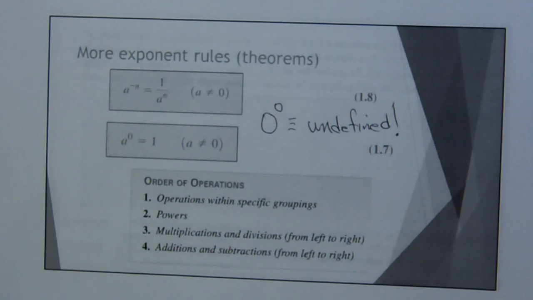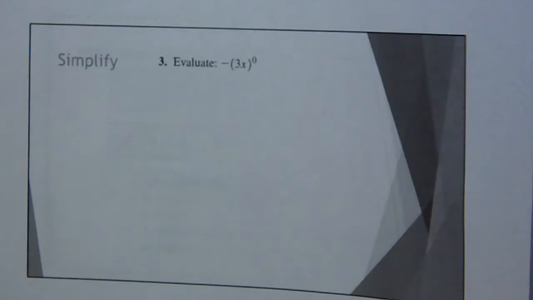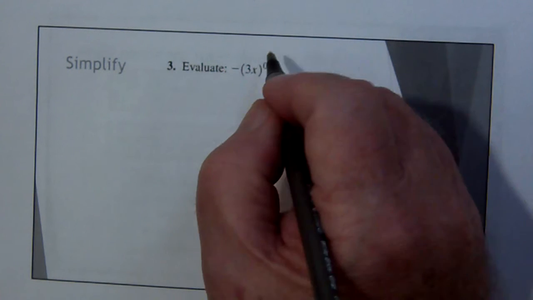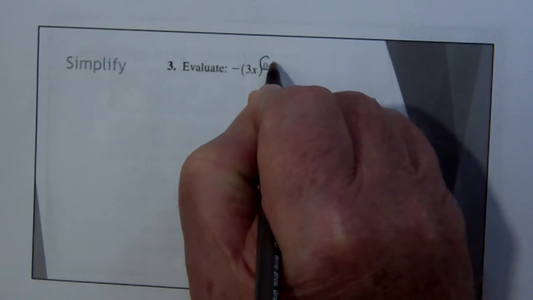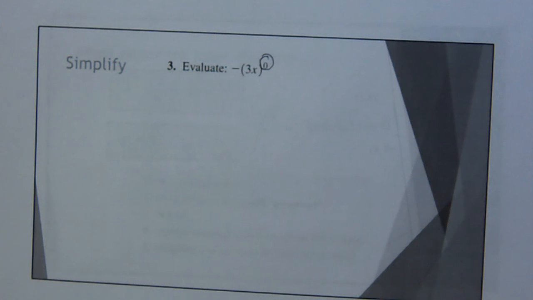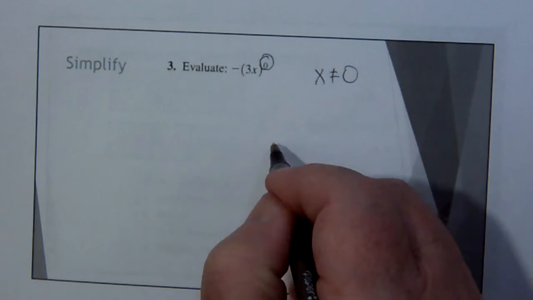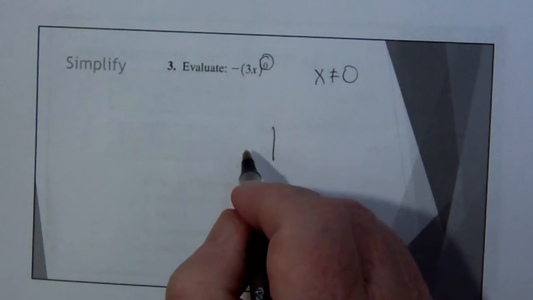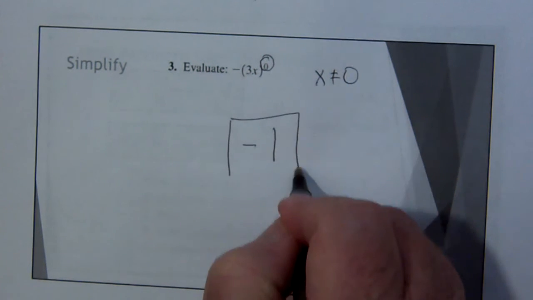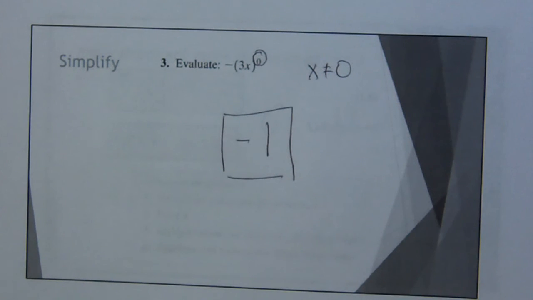Let's look at this next problem. It is important for students to realize that if 0 is the exponent, the base is 3x. We're assuming x does not equal 0. That means that becomes a 1, and I'm going to multiply by a negative, and so that is negative 1.